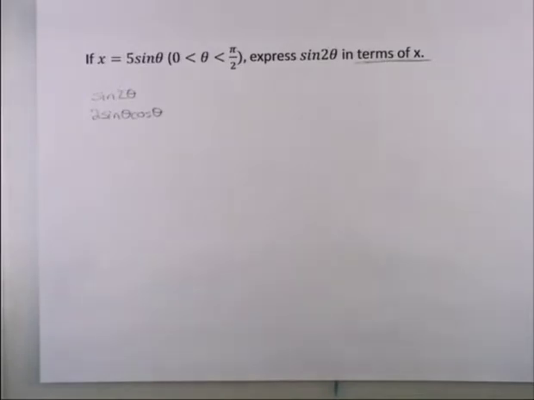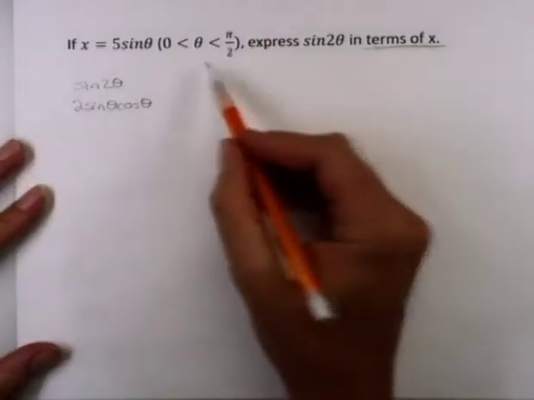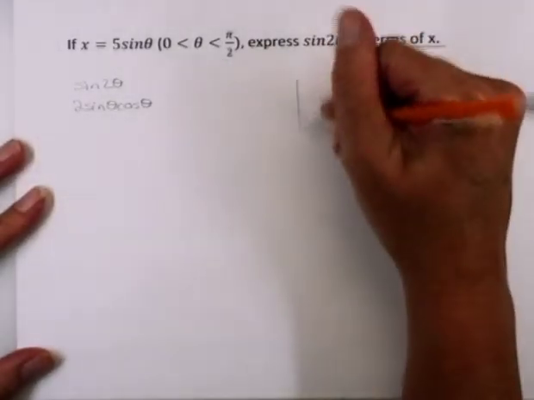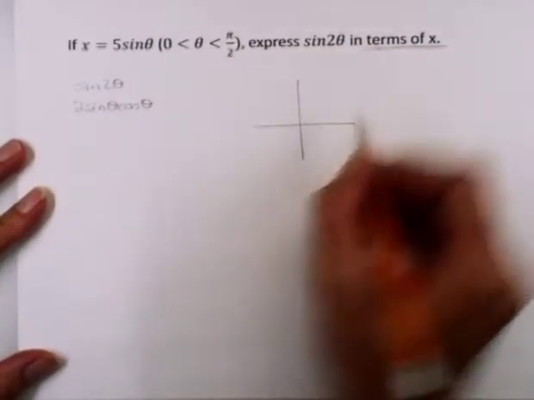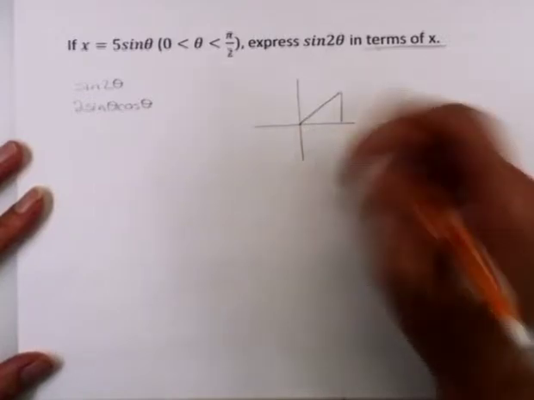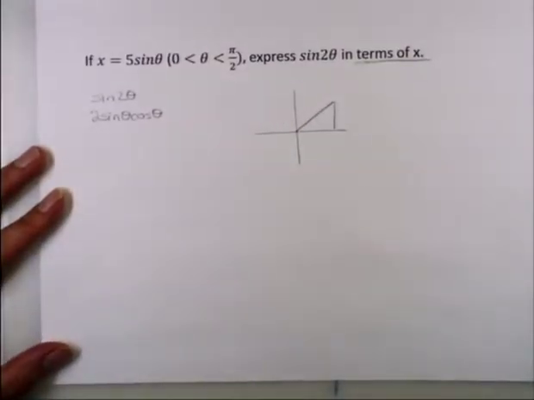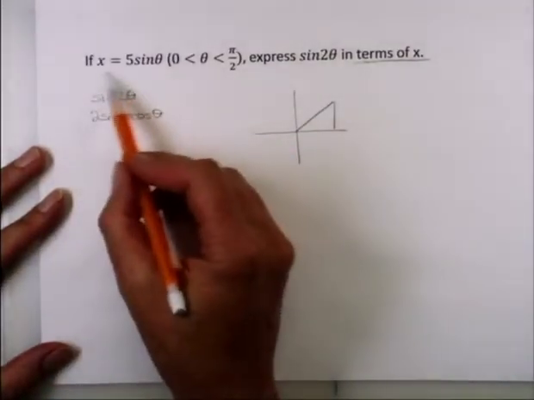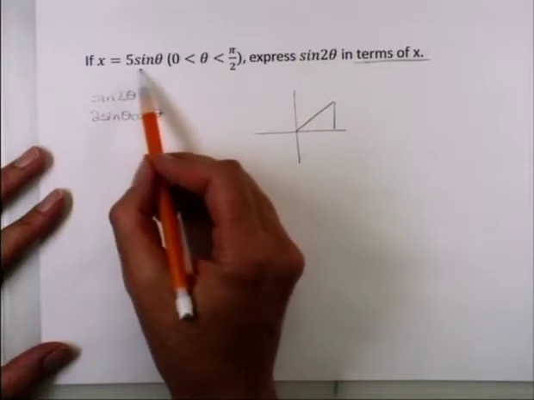So I know that in order to solve this problem, I need to know what the sine of theta is equal to, and I also need to know what the cosine of theta is equal to. So it tells me that I'm working in quadrant 1. So I'm going to go ahead and draw a reference triangle in quadrant 1. Now I don't know how big this angle is, and it doesn't matter because I am in quadrant 1. But when I look at this, I can't label anything because I don't know what the sine of theta is equal to. I don't have a trig ratio to put into my triangle.